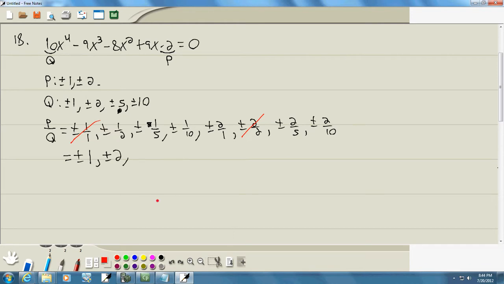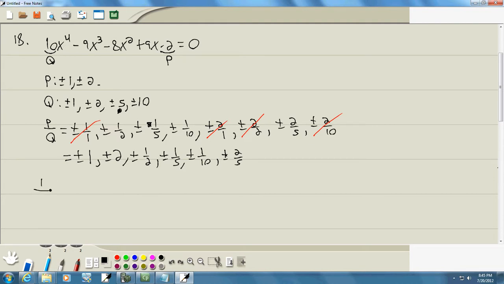That one's gone. I guess the rest of these are fractions. Now 2/10 is the same as 1/5. So I already got 1/5 here, so that one I don't need. So I'm going to have plus or minus 1/2, plus or minus 1/5, plus or minus 1/10, excuse me, and plus or minus 2/5. Now we start going through our possibilities.